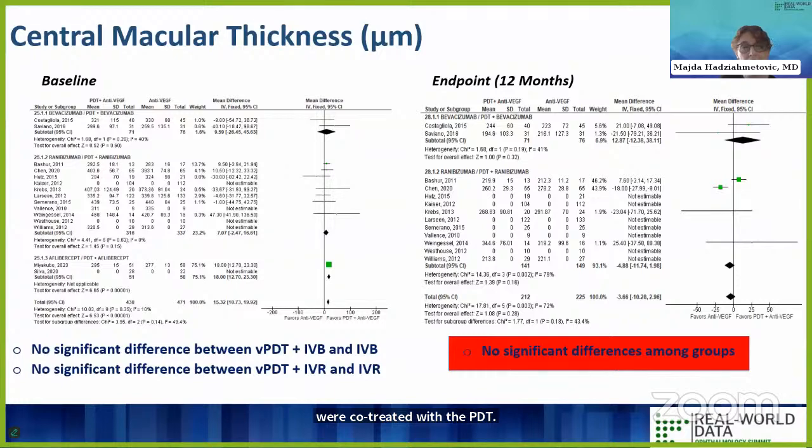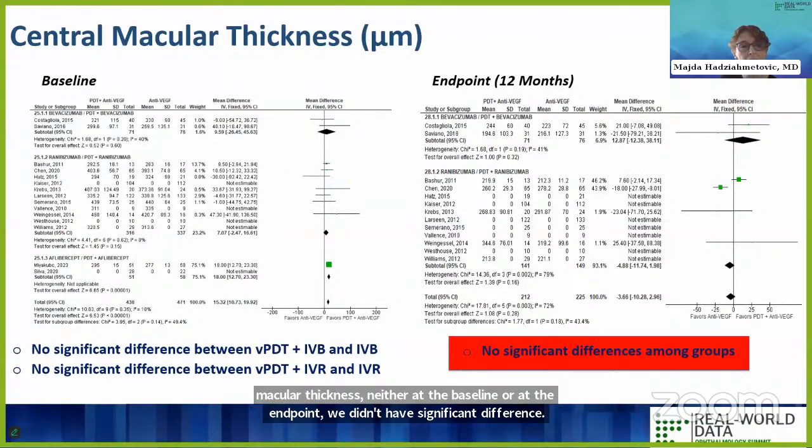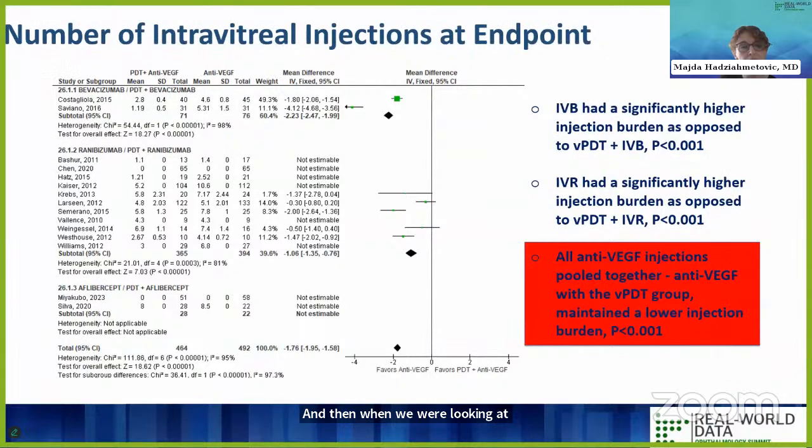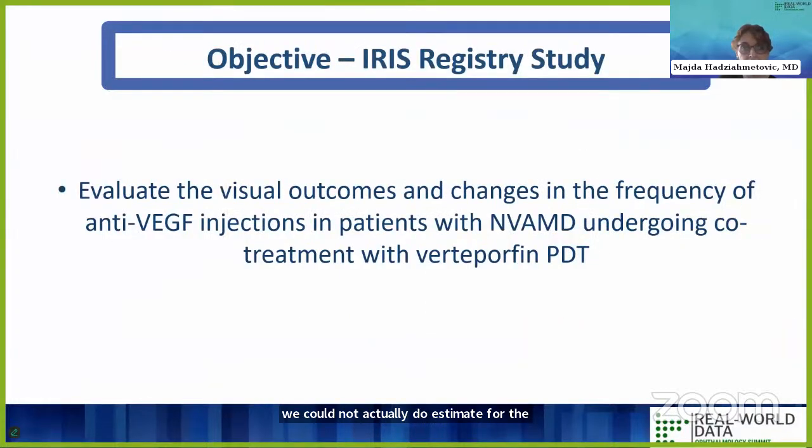Then when we look at the central macular thickness, neither at the baseline or at the endpoint did we have a significant difference. And when we were looking at the number of the injections, we actually had a significantly reduced number of the injections in the anti-VEGF plus PDT treated group for all injectables, ranibizumab, bevacizumab. We could not actually estimate for the aflibercept because the numbers were not good.